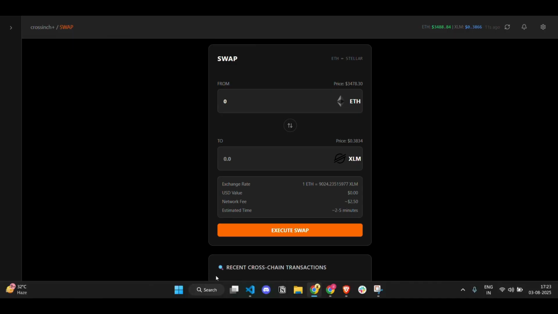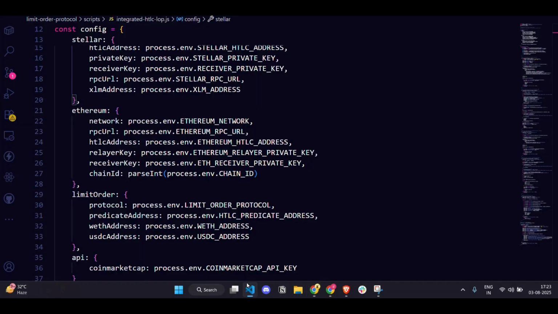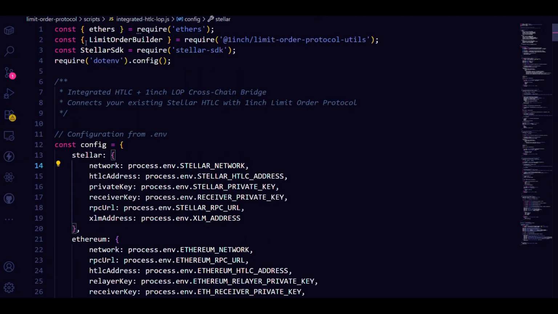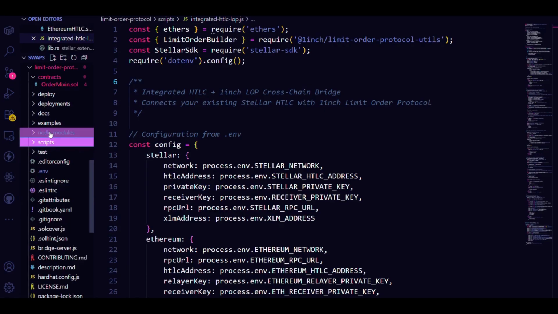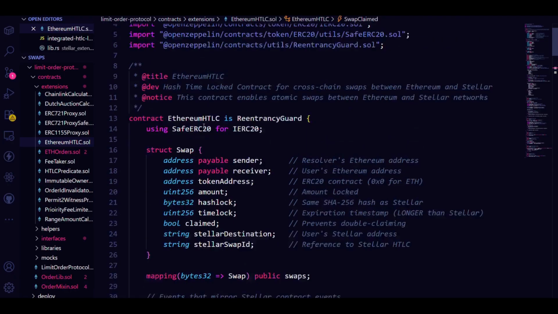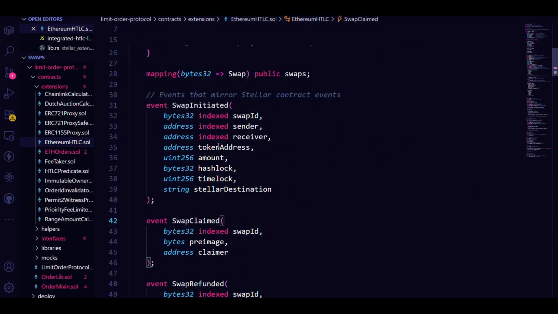CrossInch Plus is an atomic swap based bridging platform between Ethereum and Stellar, where we utilize 1inch's LOP contracts to generate a limit order on the Ethereum side. And on Stellar, we have our own custom created STLC contract which integrates with Ethereum and the swap takes place.